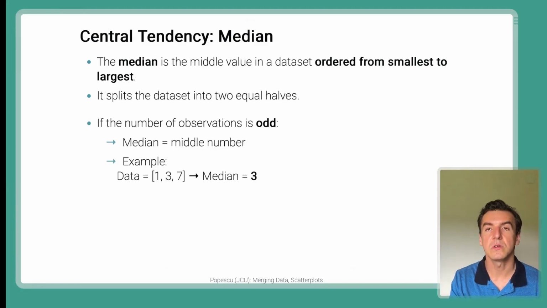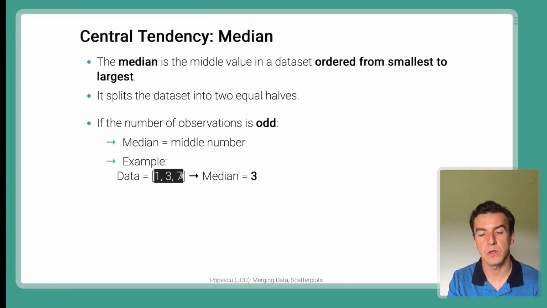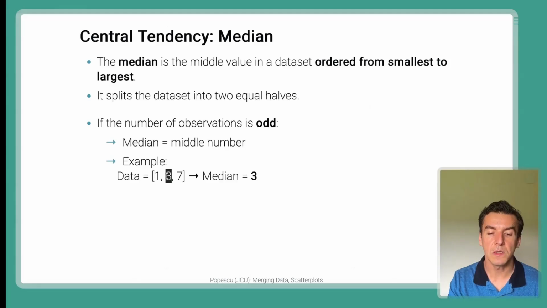So it's important to note that the median has different formulas. One, when we're dealing with an odd number of observations. So for example, if we have a situation like 1, 3, 7, imagine these are the values within our variable. The median will be 3. So why 3? Because this is the middle value from 1 to 7.